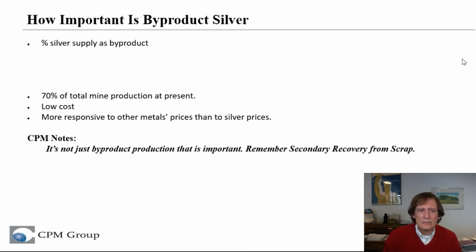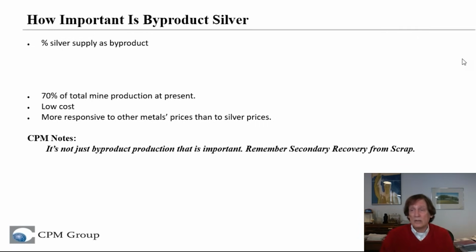How important is byproduct silver? Well, it's 70% of the market of mine production, right? Mine production is about 750 million ounces a year, and 70% of it comes from byproduct gold, copper, lead, and zinc mines. It's low cost because it's a byproduct of something. And depending on how the company values it, it could be very low cost to them, or it could be a higher cost. And its production and output is more responsive to other metals prices than it is to silver.